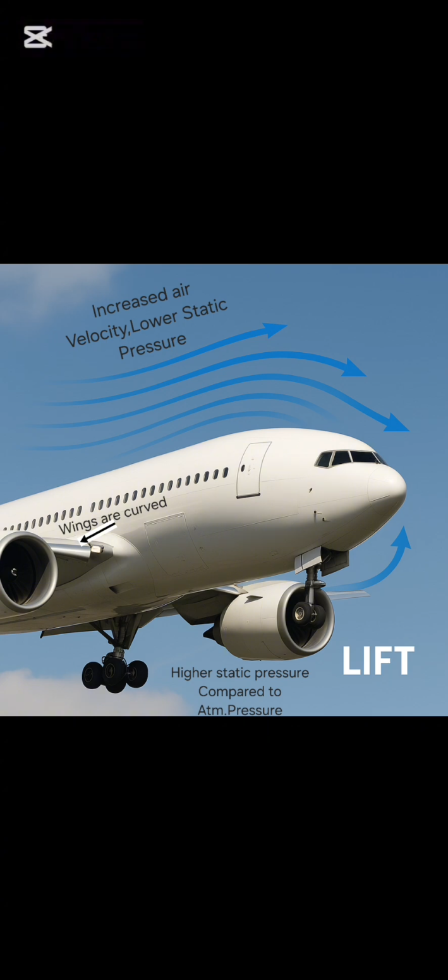Okay, now let's look into the real footage. This is the aeroplane and you can see how the wings are curved. On the upper side of the wing, there is an increased air velocity, so that leads to a lowering of the static pressure. But below the wings, there is a higher static pressure as compared to atmospheric pressure. So above, lower static pressure, below, higher static pressure, and this creates a difference in pressure, right? So that is why there is a generation of lift on the aeroplane.